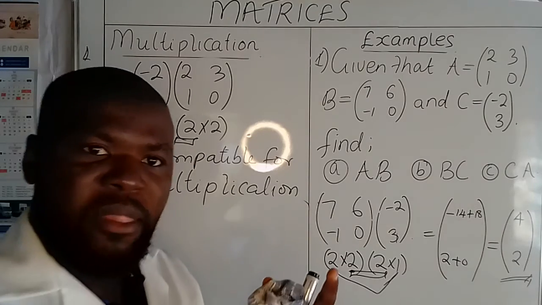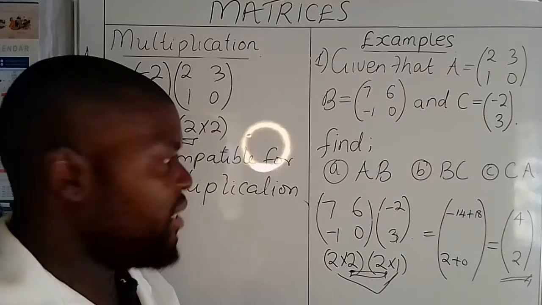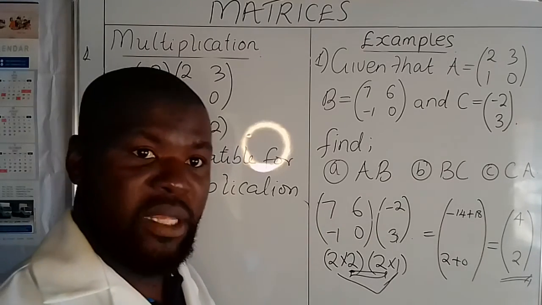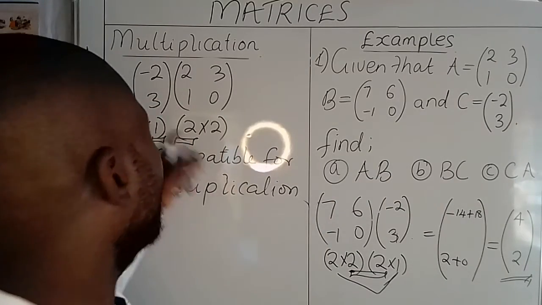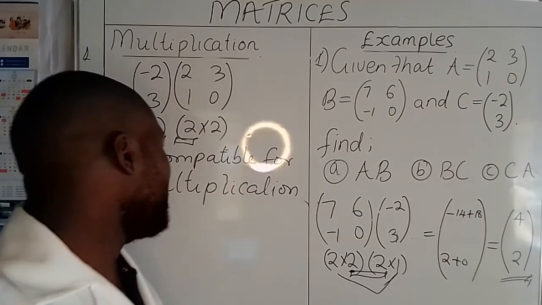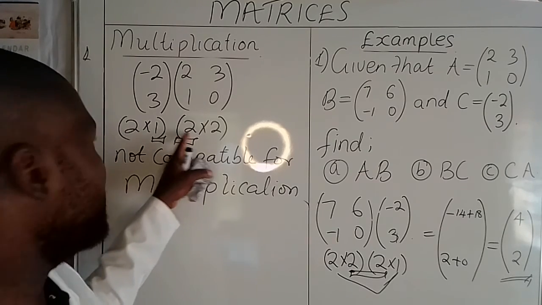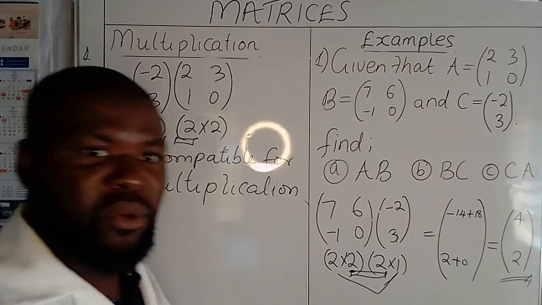But if we commuted them so that they are AC, like the one we did earlier, they will be compatible for multiplication. But the way they are, CA, they are not compatible. You can see here we have 1, here we have 2. Because these two numbers are different, we cannot multiply them.